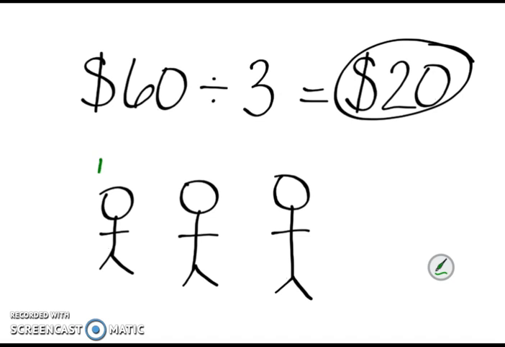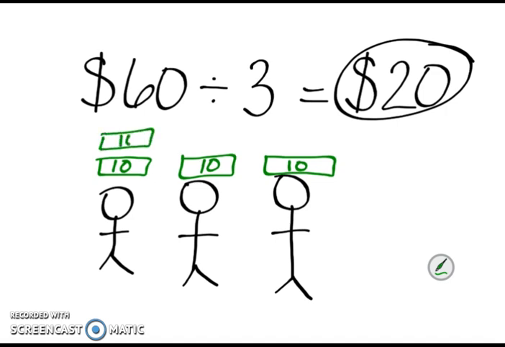Okay, so person 1 has $10, person 2 has $10, and person 3 has $10. So right now we're at $10, $20, $30. We need to get up to $60, so let's keep passing out those $10 bills. Back to person 1. They get $10, so now we're at $10, $20, $30, $40. Okay, but we need to make it even. So person 2 gets another, and person 3 gets another. Remember, we need equal groups because we're dividing.